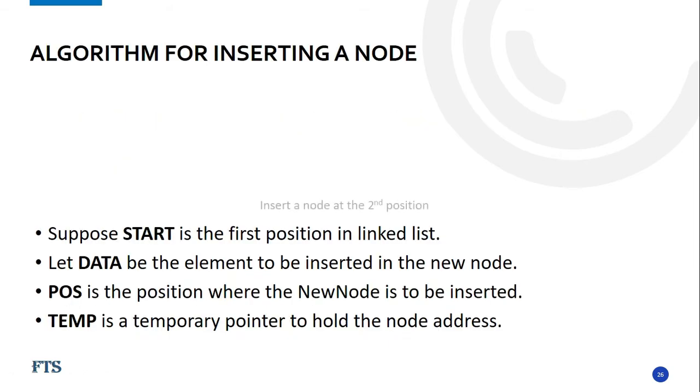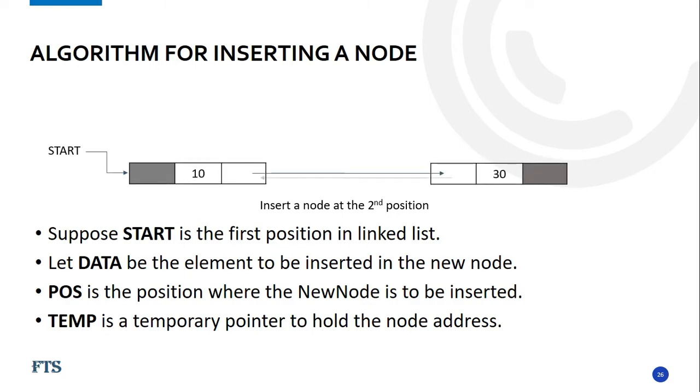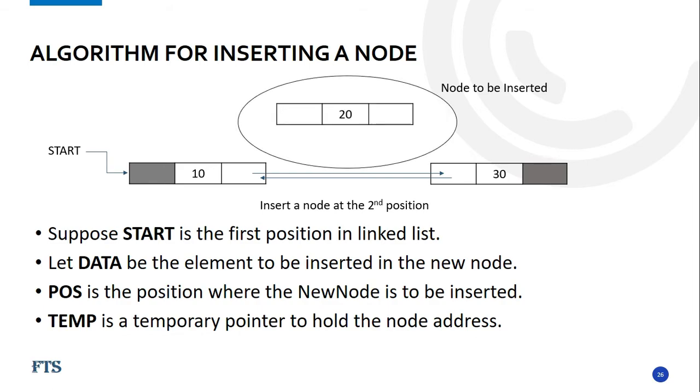Algorithm for inserting a node. To insert a node between 10 and 30, we have to create the new node first, then create a link from the new node to 30, from 20 to 30, then from 30 to 20. Again, from 10 to 20, and from 20 to 10. This is how you can insert. Here we need variables like the start pointer, data, pos, and temp.